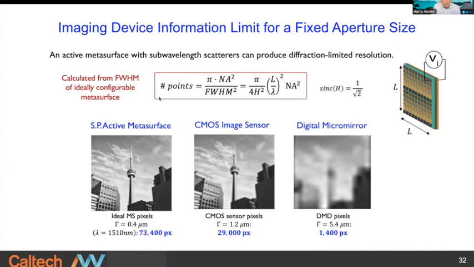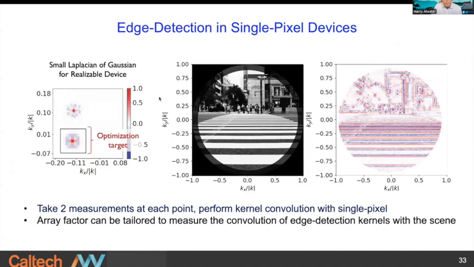And interestingly, because the pixel size of active metasurfaces can be made smaller than the pixel size of a CMOS image sensor, the achievable resolution can actually be higher. So if we use a ground truth image, this is the Canadian National Tower in Toronto, you can see the relative image resolutions that are achievable, primarily limited by the pixel size in this case.